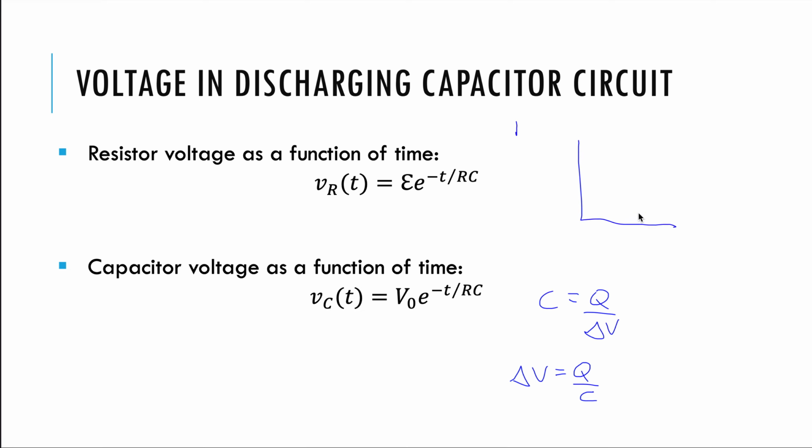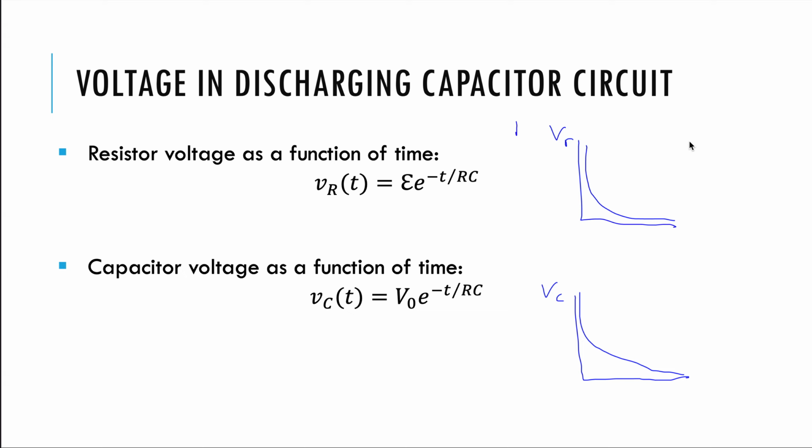So the voltage across the resistor looks like this, and the voltage across the capacitor looks like the same thing. That makes sense because whenever we have the full voltage across the capacitor, the resistor is getting the same exact voltage, and as it decays, as we discharge, then the resistor doesn't get as much voltage either.